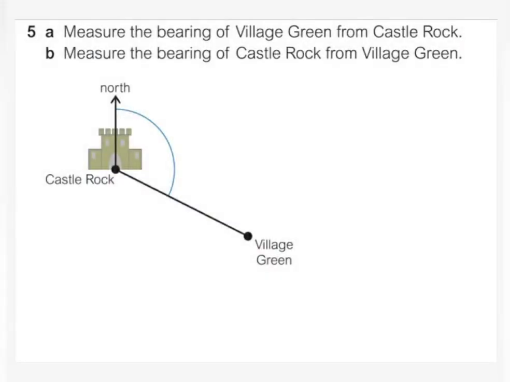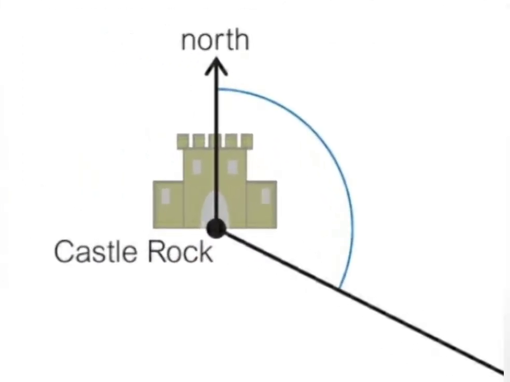Question 5 A. Measure the bearing of Village Green from Castle Rock. Now this is Castle Rock. We're going to measure the bearing from Castle Rock. Because the question said from Castle Rock, the north line will be on Castle Rock. First step, and they answered this for you, you put the north line and then you start the angle going clockwise from the north line until the other line stops you. And this is the angle that you're going to measure using a protractor.